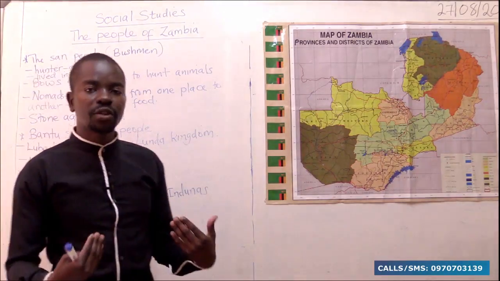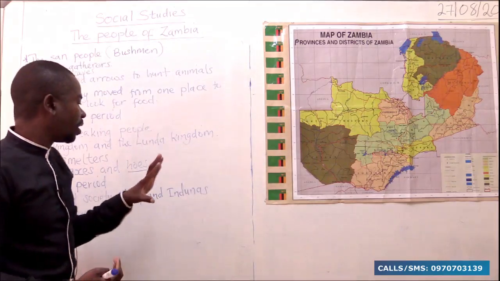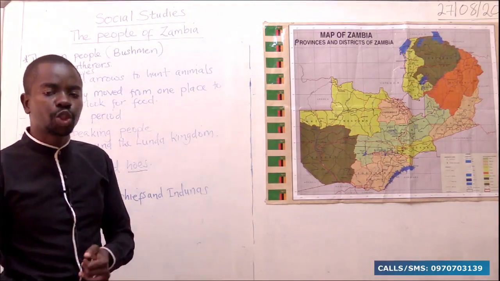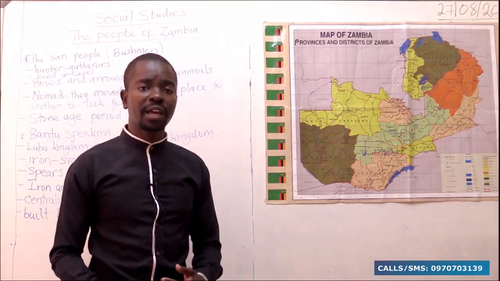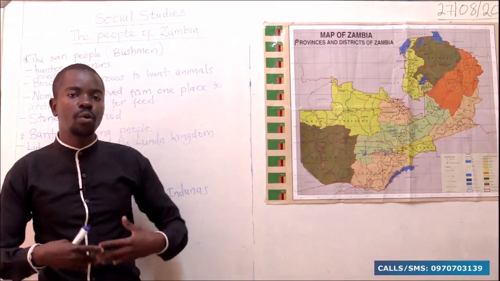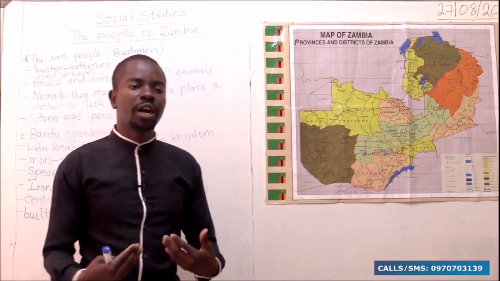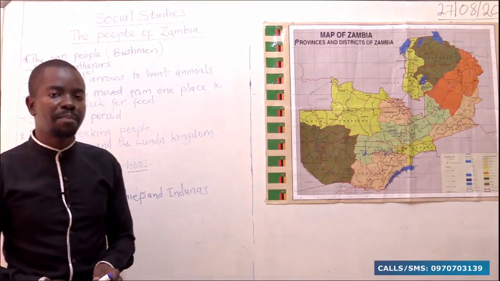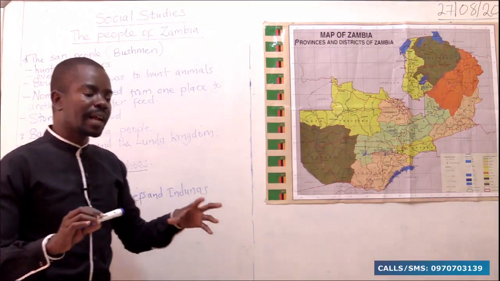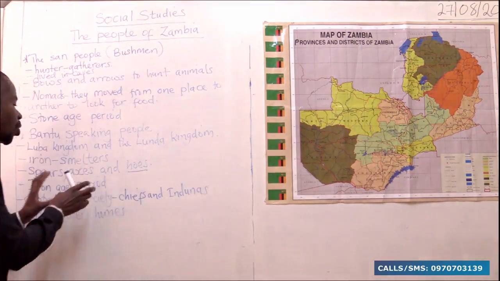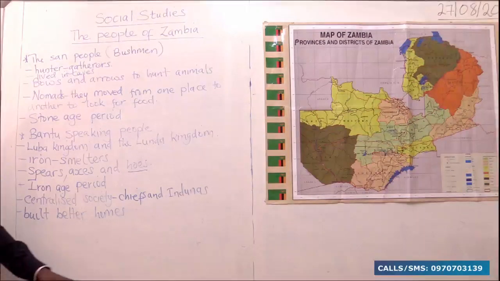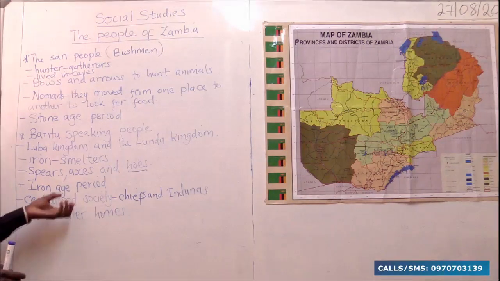Today, boys and girls, we have different chiefs in different tribes. For example, you can talk of the Litunga of the Lozi people, Chief Gawa Undi, and Chief Mpezeni of the Ngoni-speaking people. All these chiefs come from the Bantu-speaking people, who had a centralized society.